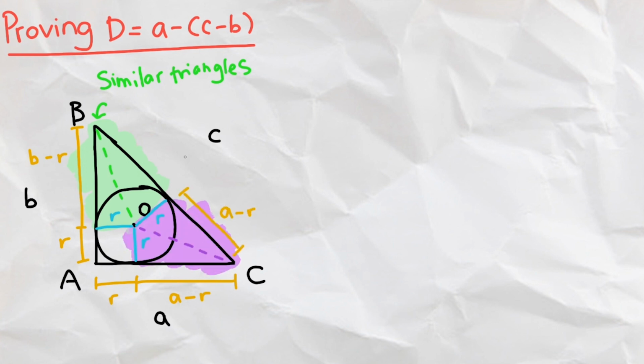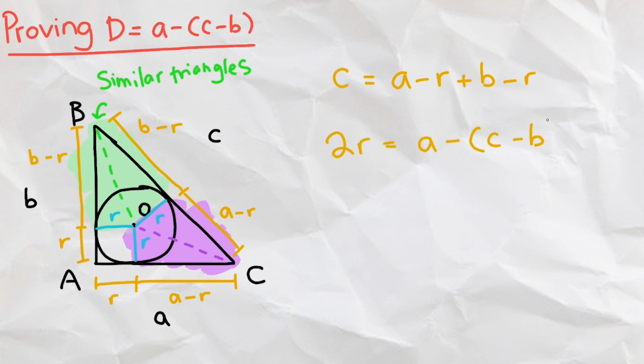Since they are similar, then the side length here must also be a minus r and b minus r. This means that the length of c is just a minus r plus b minus r, giving us this equation. We can rearrange the equation to isolate the r, and since we already have 2r, this means that this must be the diameter, giving us a minus c minus b. And there we have it!